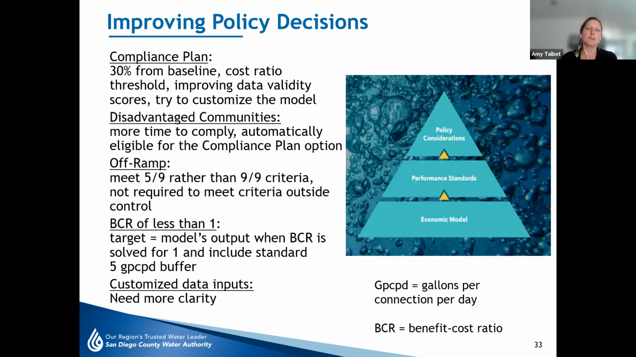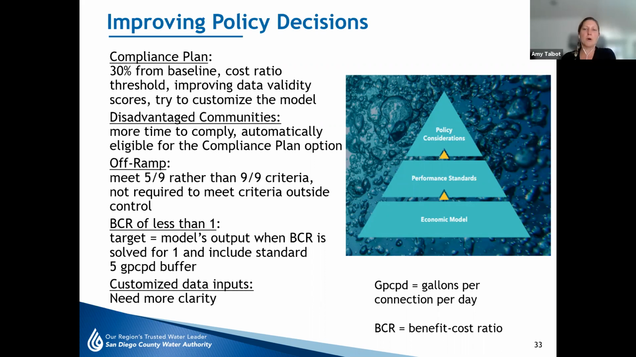And we're also working on what to do for disadvantaged communities. Often they are not able to make their target just from budget constraints. Then for those agencies that have low levels of loss, what options do they have to maintain what they're doing already? So we're trying to revise some of the criteria that need to be met according to the State Water Board's current proposal. And then there's the agencies that have a benefit cost ratio of less than 1.